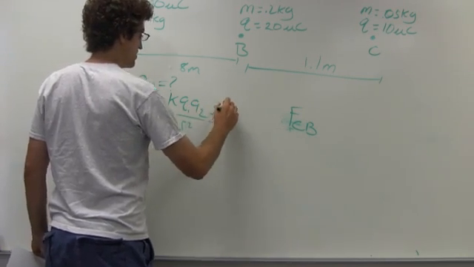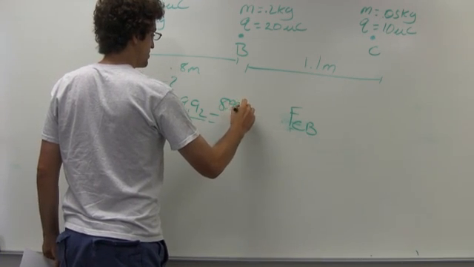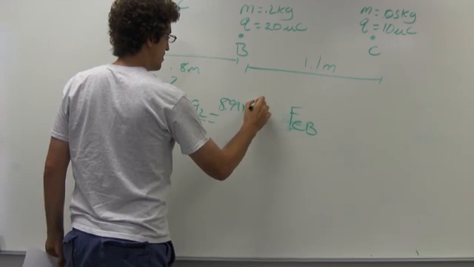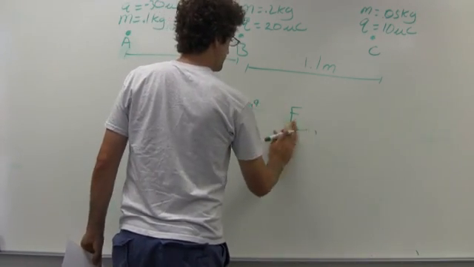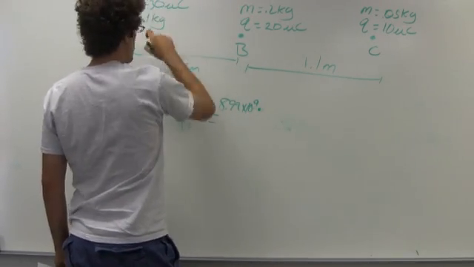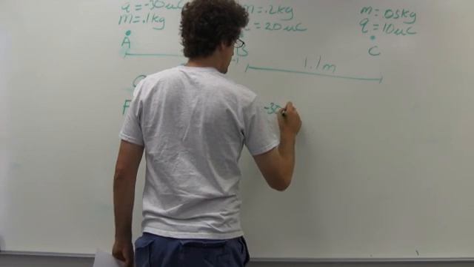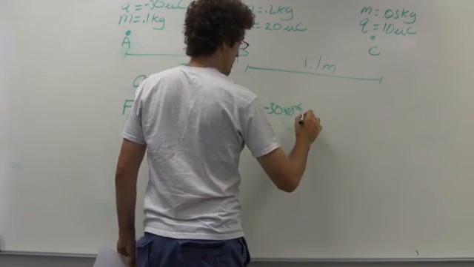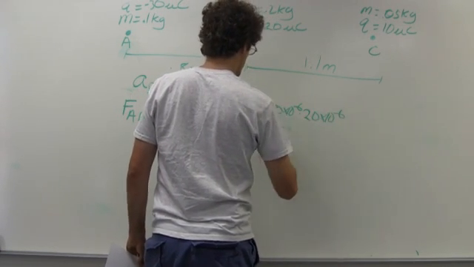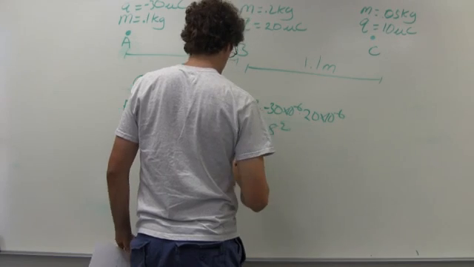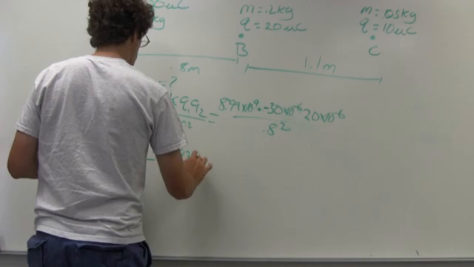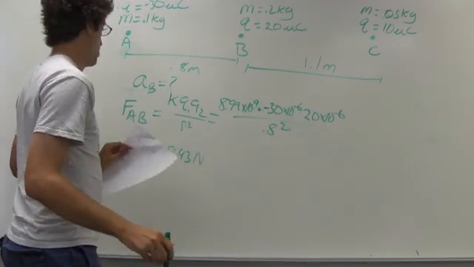In this case, that's 8.99 times 10 to the 9th, sorry, not negative 9th, 10 to the 9th. Okay? That times the charge of A, negative 30 times 10 to the negative 6th, times the charge of B, 20 times 10 to the negative 6th, all over 0.8 squared. This should come out to be 8.43 newtons.